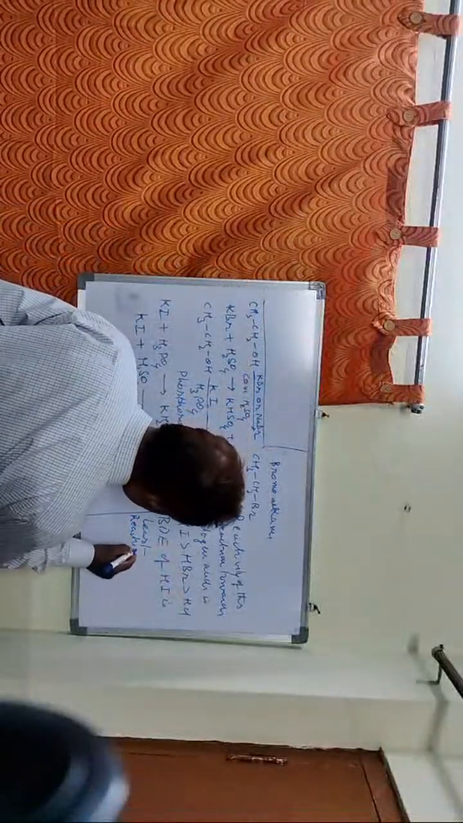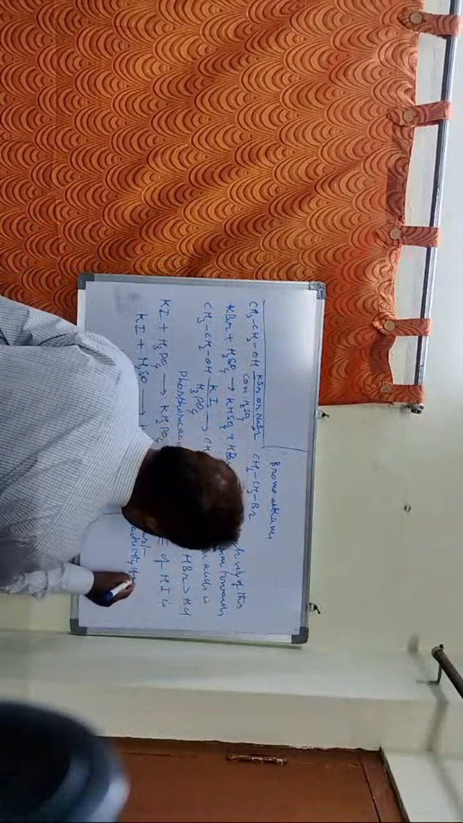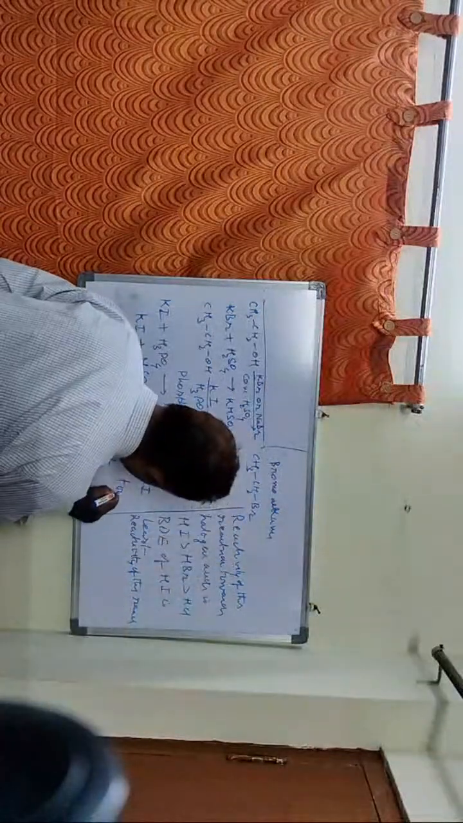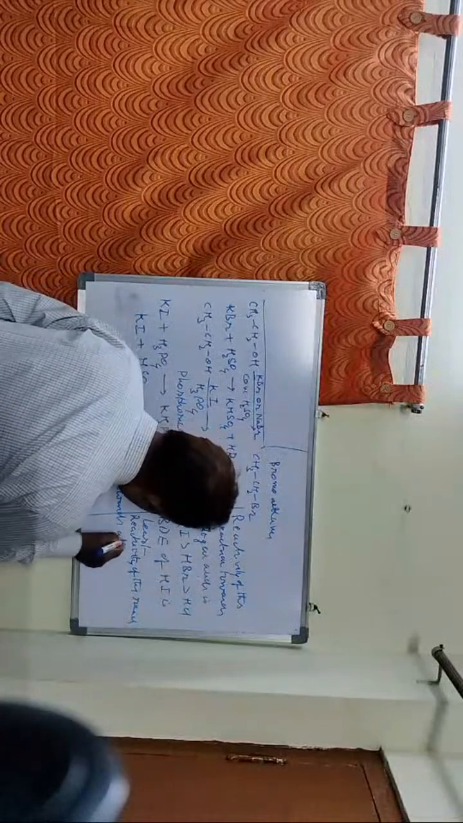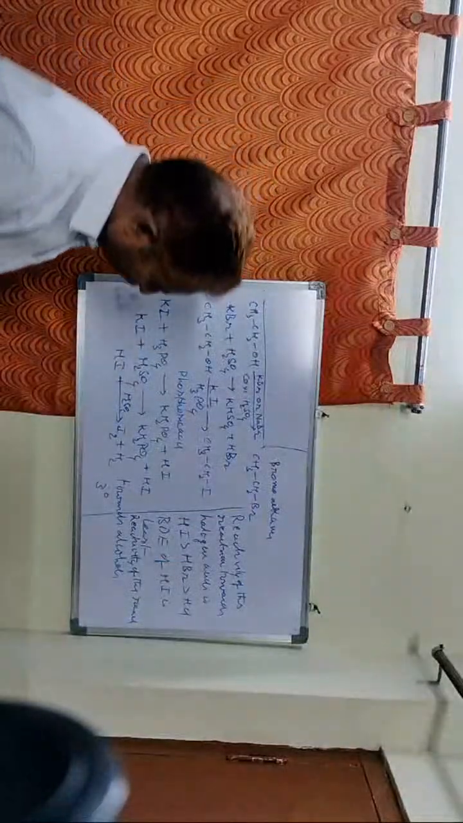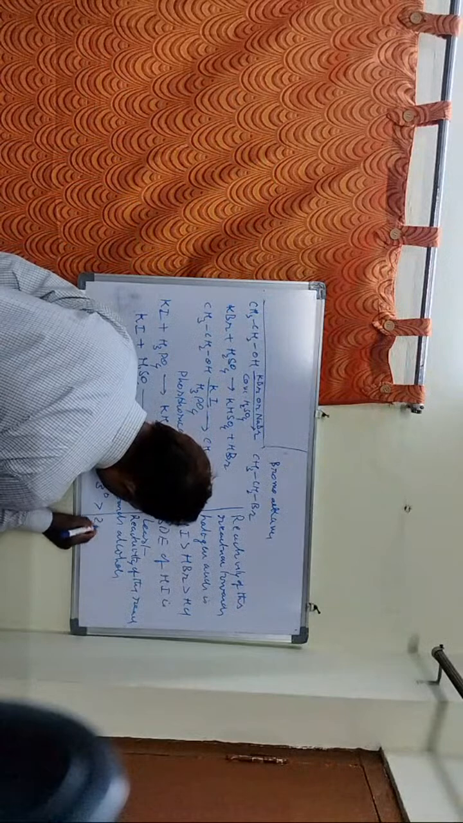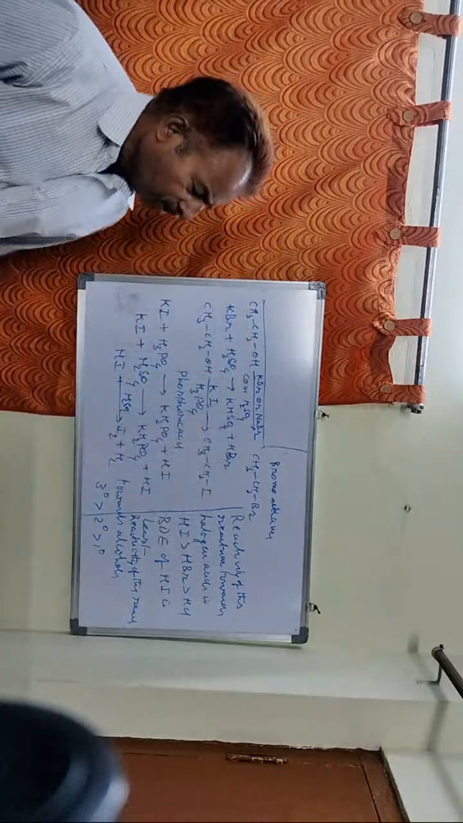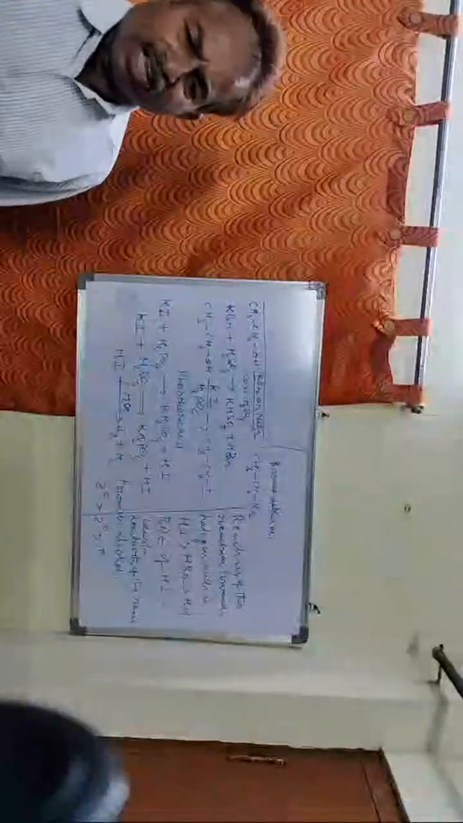Similarly, the reactivity of this reaction towards alcohols: tertiary alcohol undergoes reaction faster. Tertiary is greater than secondary, which is greater than primary. So this is the reactivity of alcohols with halogen acids.